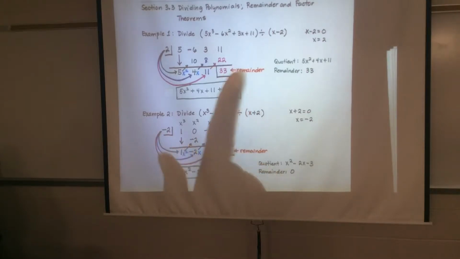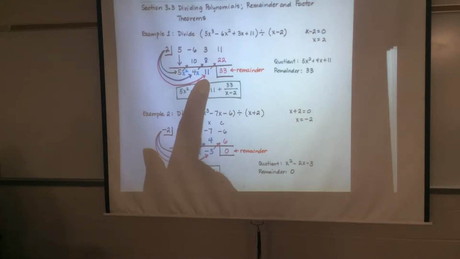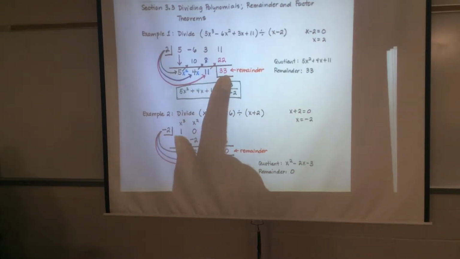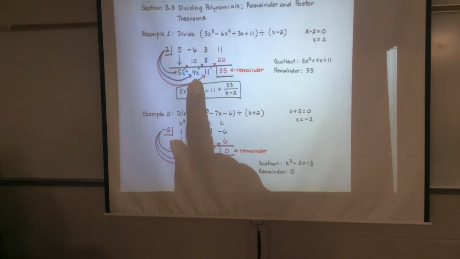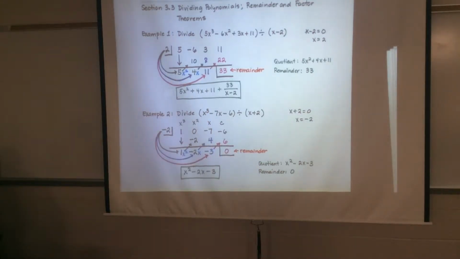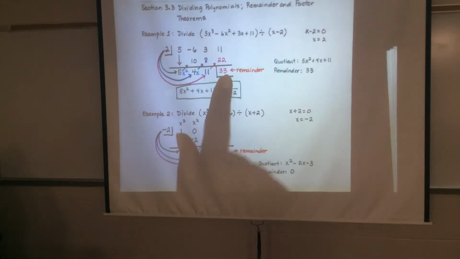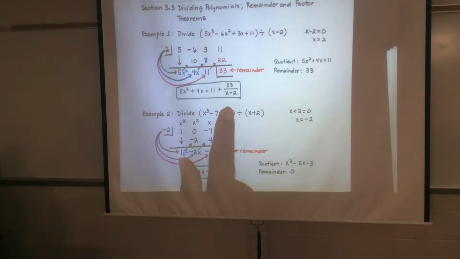The quotient is going to be these numbers right here, the 5, the 4, and the 11. And the way I write the quotient is this. If 33 is my remainder, then for the quotient, it starts here. The 11 will be your constant term. The 4 will be the coefficient of x, and the 5 will be the coefficient of x squared. So here I'm going to have 5x squared plus 4x plus 11. And then plus, the remainder will be written over the divisor as 33 over x minus 2.